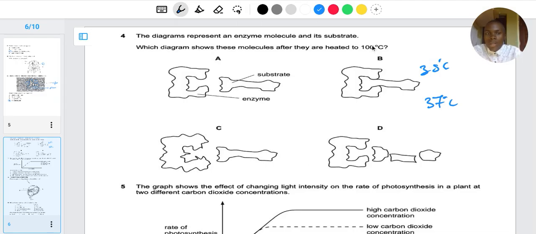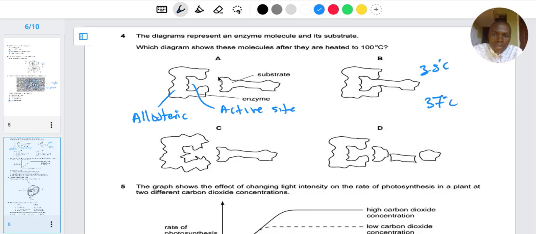Now, one thing that you need to understand here is that an enzyme has two parts. This part here is called the active site, where the substrate binds. So this is the substrate, and this is where the substrate binds. The other part is called the allosteric site. When an enzyme undergoes denaturation, the active site is going to be disturbed. Therefore, the active site is going to change its shape, as well as the allosteric site. Therefore, the substrate is not going to bind there.